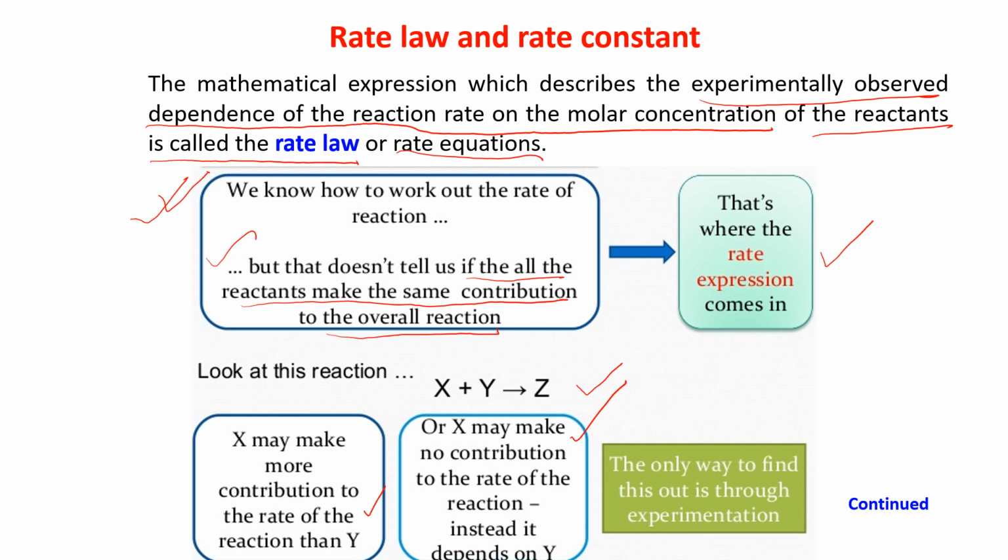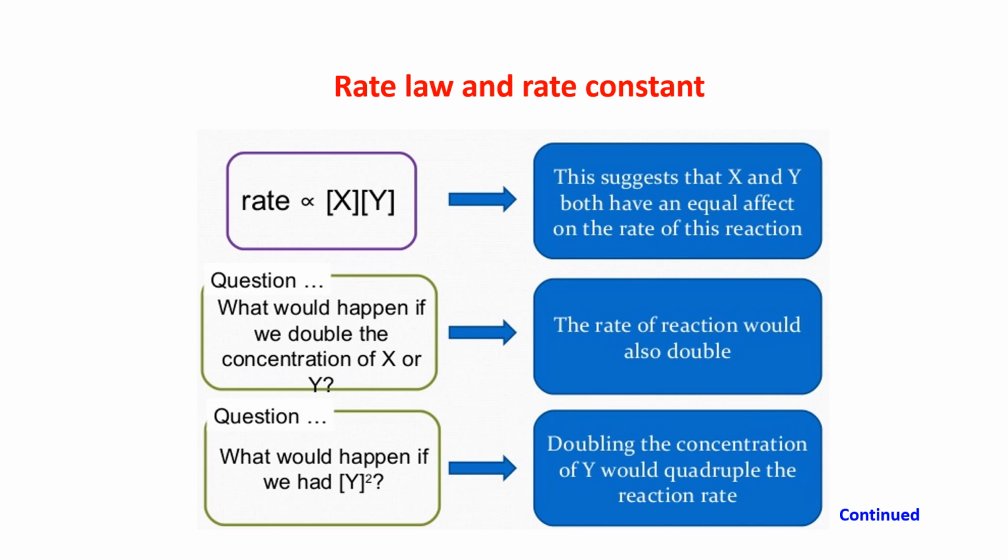Okay. The only way to find out what is happening inside the reaction is through experiment. With the experiment we can find that out. There is no other way. And that is why the rate expression comes in, and with that the order of a reaction will come. Okay. So, rate law and rate constant.